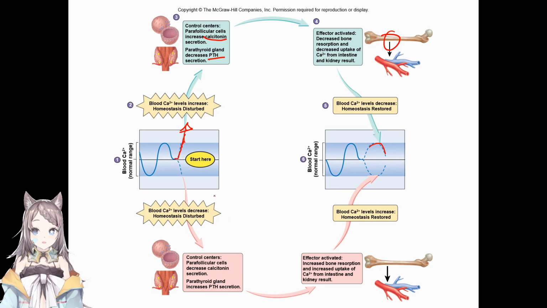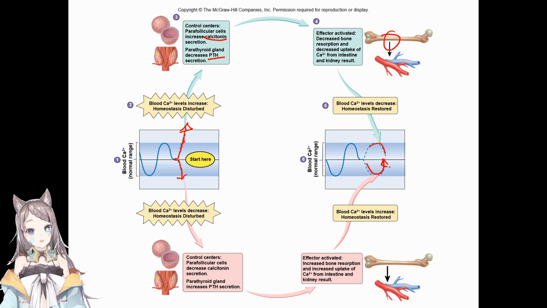Okay, if you have too little calcium, the opposite of the one on top will happen. Your calcitonin will decrease and parathyroid hormone will increase. What will happen? Increased calcium absorption from the intestine, and you will have increased breakdown of bones by your osteoclasts, leading to a higher level of calcium in your blood, and you will now return to your normal calcium levels.